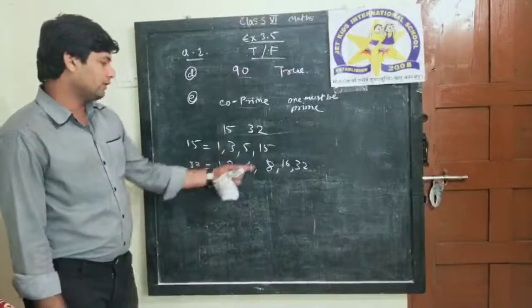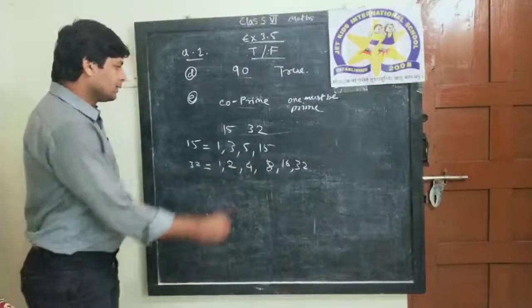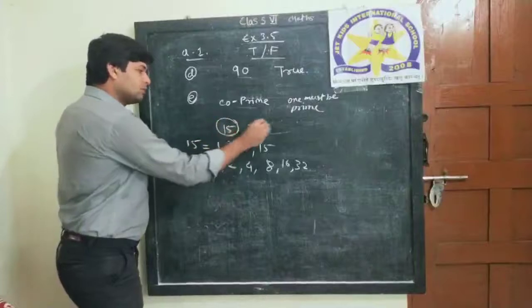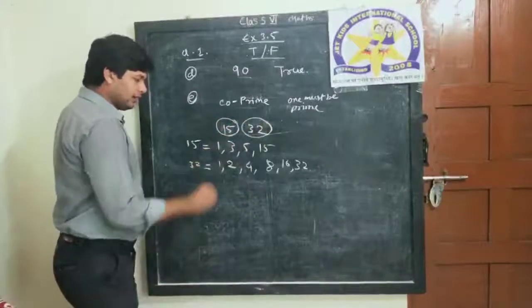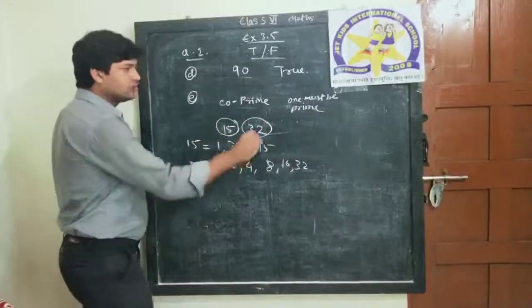So we do not have any common factor over here. See, both the numbers are composite, right? And both the numbers are co-prime, so it will be false, right?